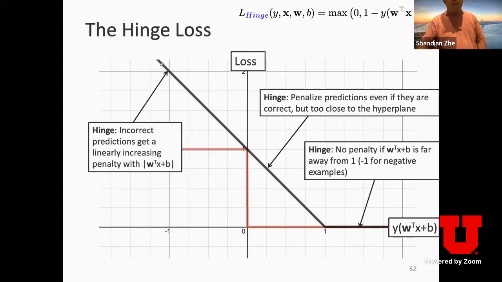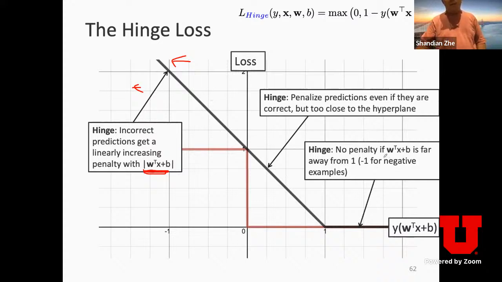So to emphasize again, in the hinge loss, this black line above the red curve, which is the 0-1 loss, the hinge loss will make an incorrect prediction get a linearly increasing penalty with the absolute value of your score. It's a line, meaning that the more your function margin goes toward the left, the more extent you make a wrong prediction, you're going to receive a larger penalty.